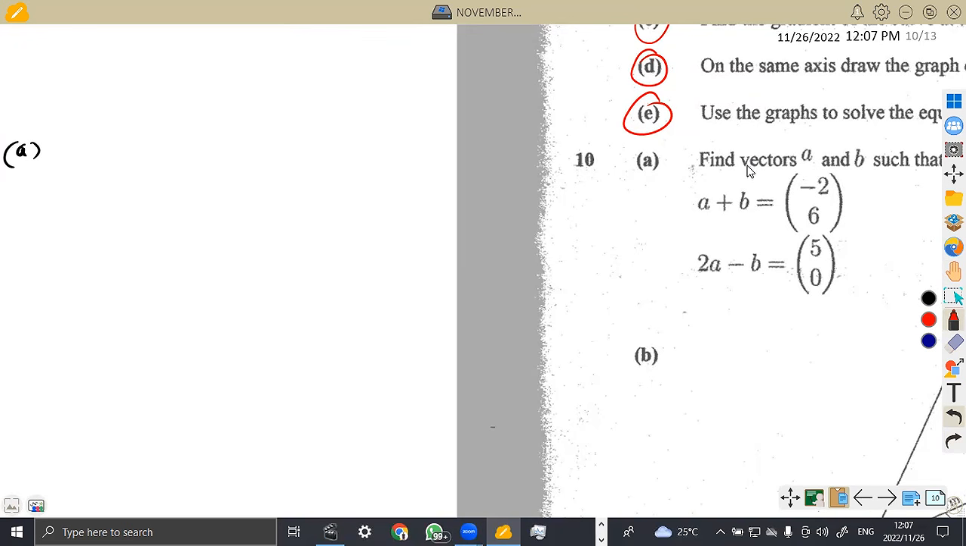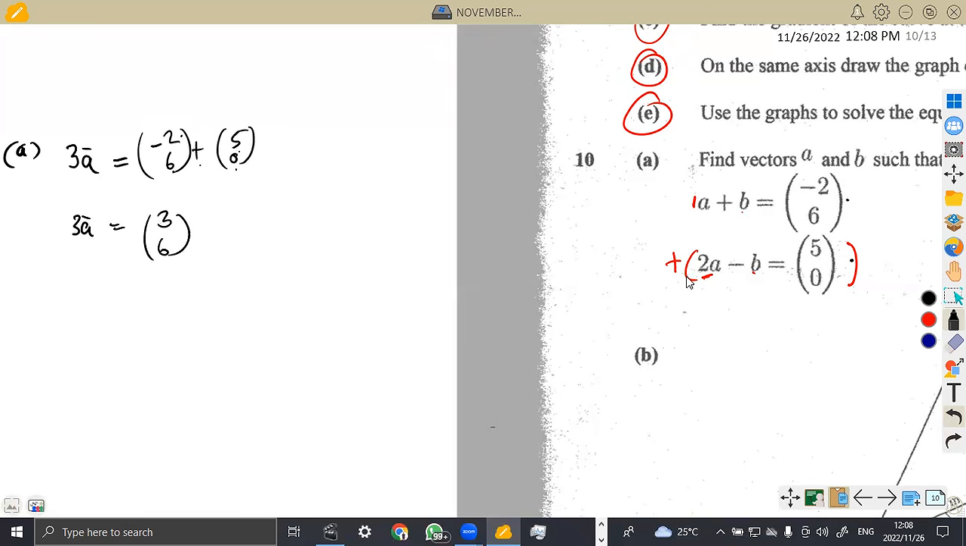As you can see here, we can eliminate B, because here we have a plus B and a minus B. So how can we eliminate B? We have to add, because these two signs are different. So we are going to add vector A plus vector 2A, which is 3A. So this is going to be 3A is equal to this vector plus this vector, the normal way that you add: (-2, 6) + (5, 0). So 3 vector A is equal to (-2 + 5, 6 + 0), that is (3, 6). So how do you find vector A?